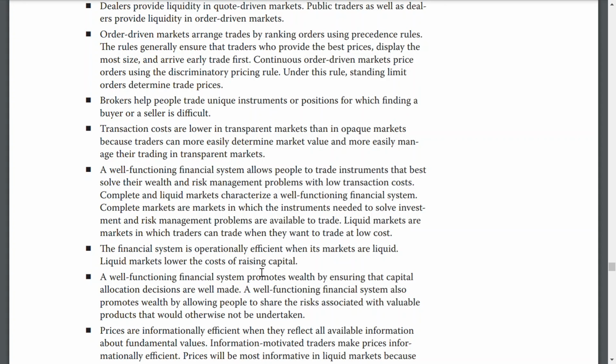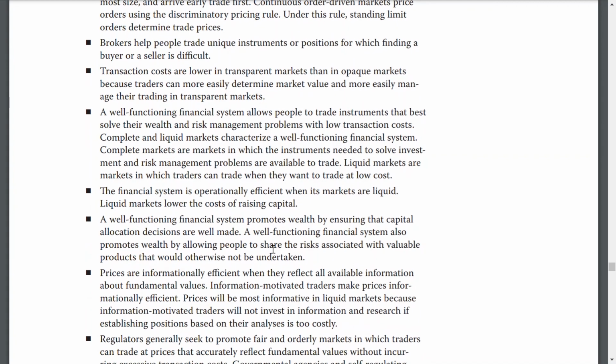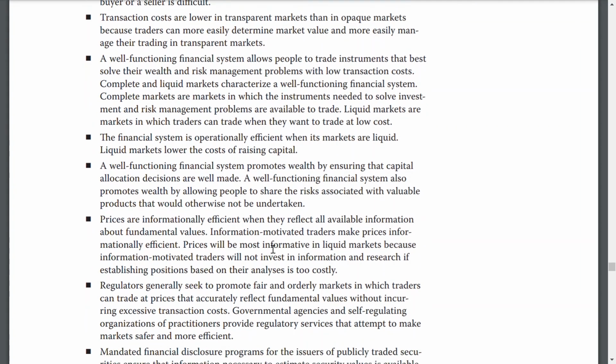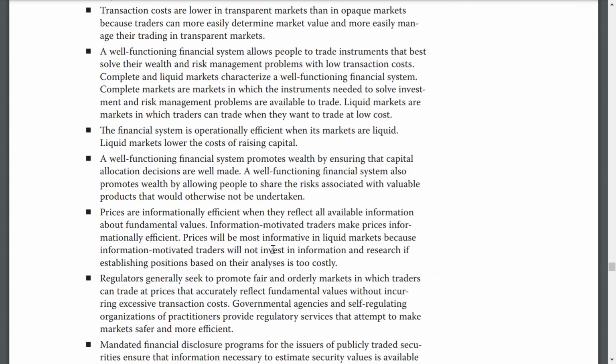Brokers help people trade unique instruments or positions for which finding a buyer or a seller is difficult. Transaction costs are lower in transparent markets than opaque markets because traders can more easily determine market value and more easily manage their trading in transparent markets.